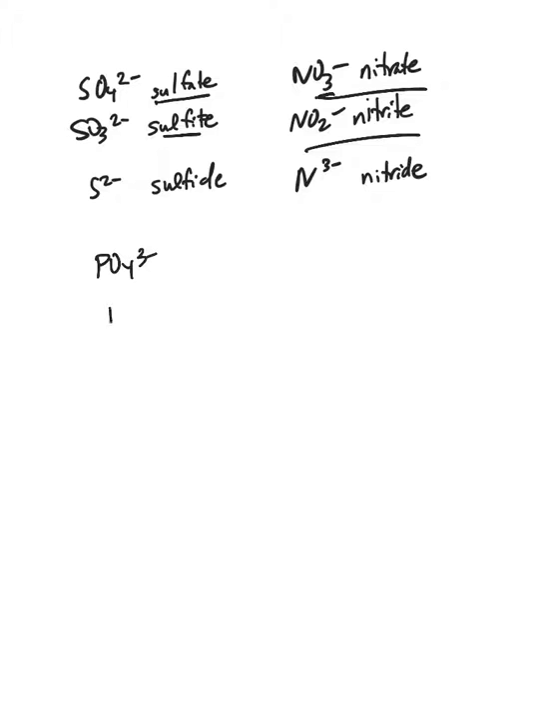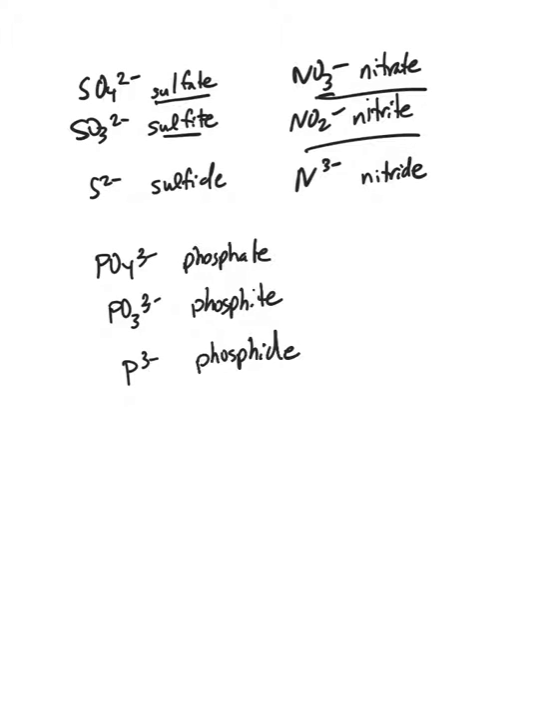PO4 3 minus, PO3 3 minus, and P3 minus. Following this trend that we've seen before, they become phosphate, phosphite, and phosphide. Make sure you know the differences. So far, so good. Got to memorize these.